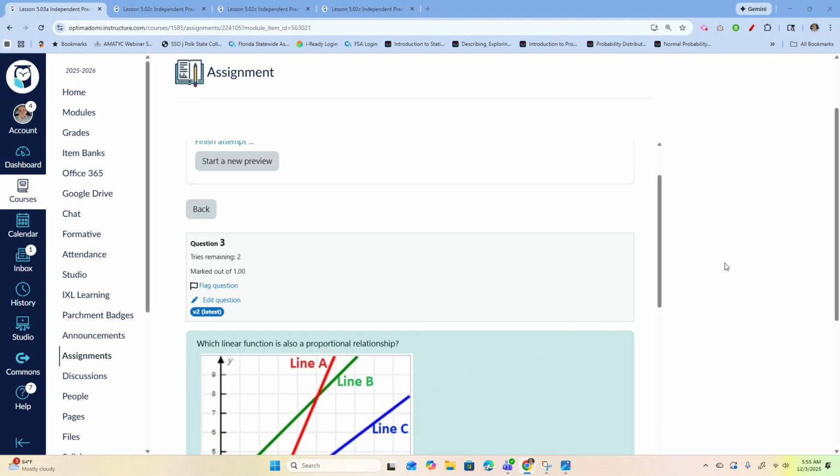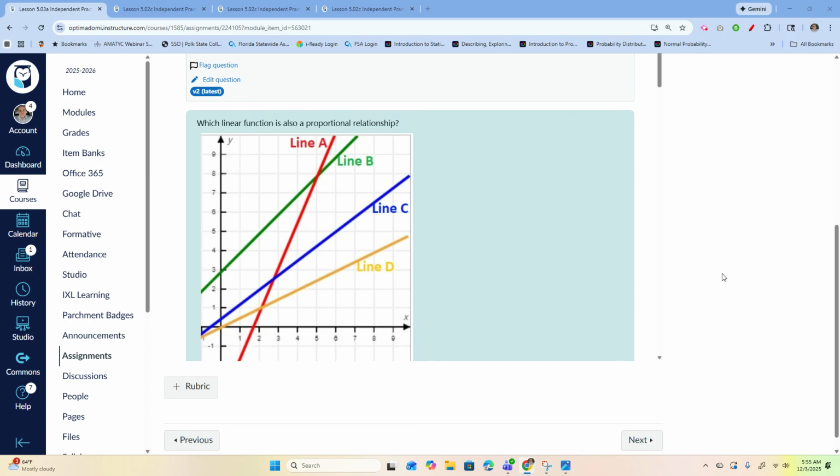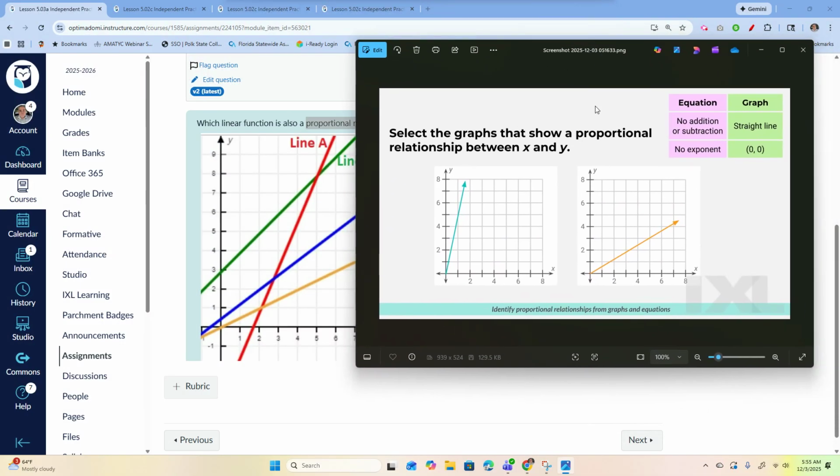So here is question number 3, and we're going to identify if a linear function, remember, linear function means it's a straight line, okay? Which of these lines are proportional? All right. How do you know when a straight line is proportional? Well, here's how you find out.